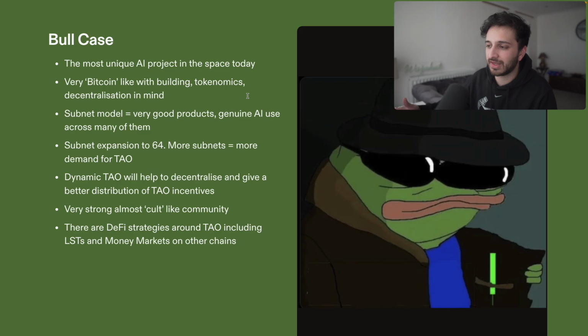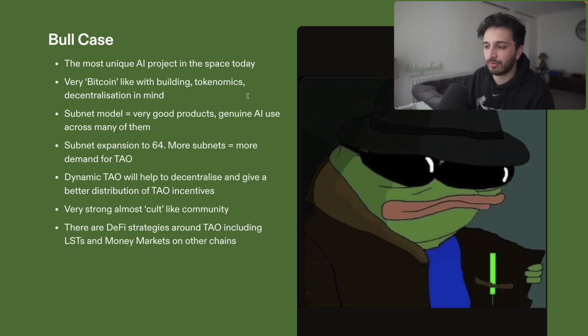The second component being that every time a new subnet is registered, the cost to register a new subnet doubles, right? So that is a really big factor. And so eventually, if we have 1,000+ subnets, we're going to have a lot of TAO that's required to basically register and lock up. And this is just great tokenomics, right?